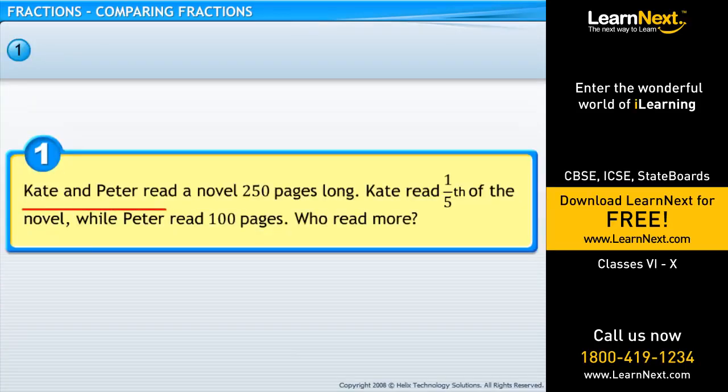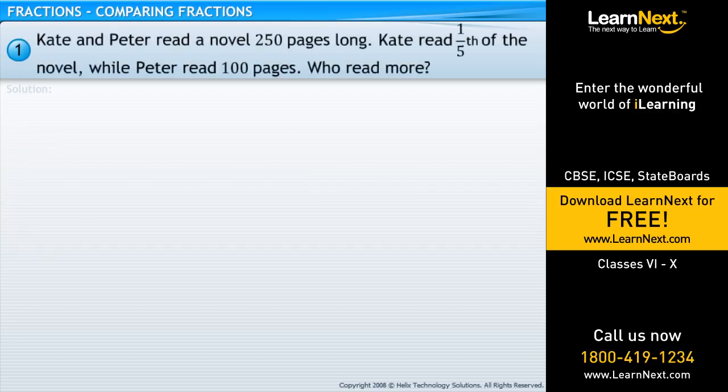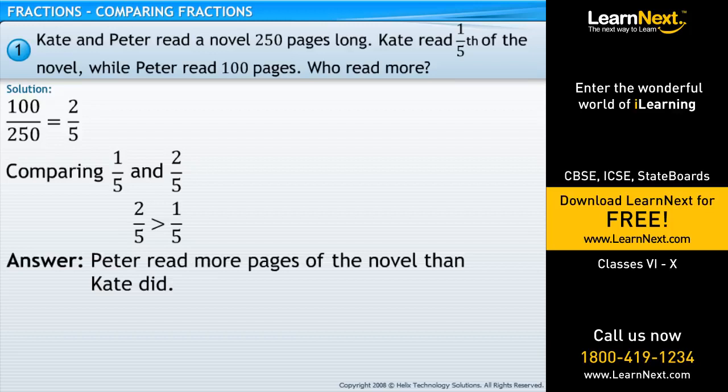Kate and Peter read a novel 250 pages long. Kate read 1/5 of the novel, while Peter read 100 pages. Who read more? Simplify the fraction 100 upon 250 to get 2 upon 5. Now we need to compare the like fractions 1 upon 5 and 2 upon 5. In like fractions, the fraction with a greater numerator is greater. So 2 upon 5 is greater than 1 upon 5. Therefore, Peter read more pages of the novel than Kate did.